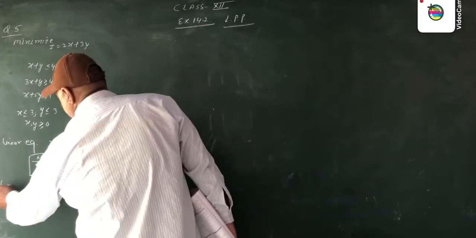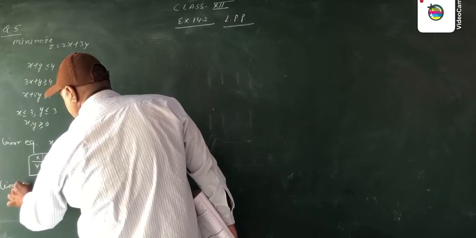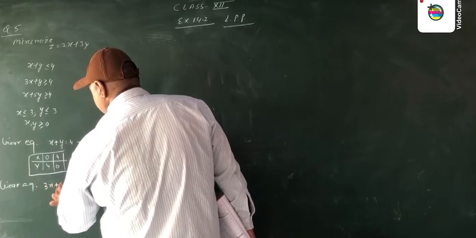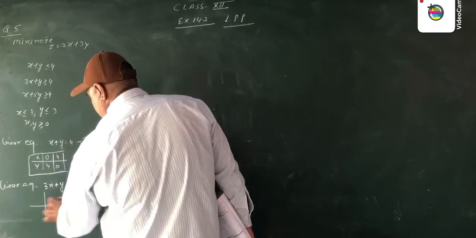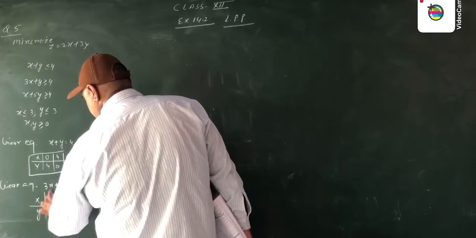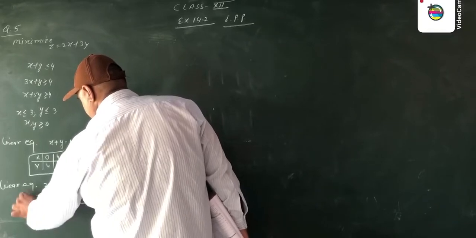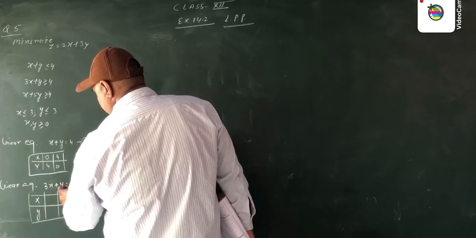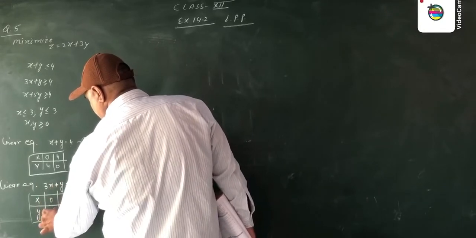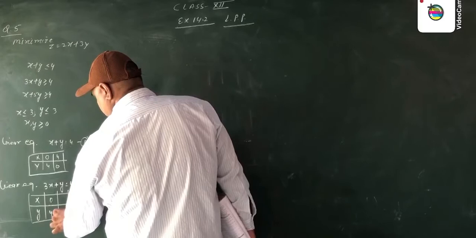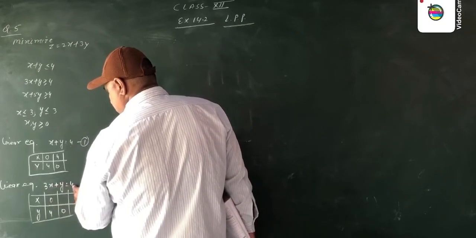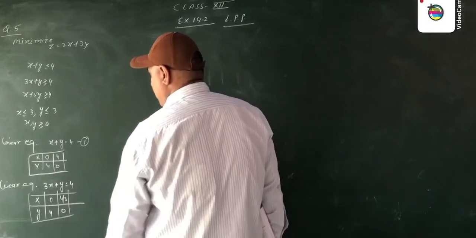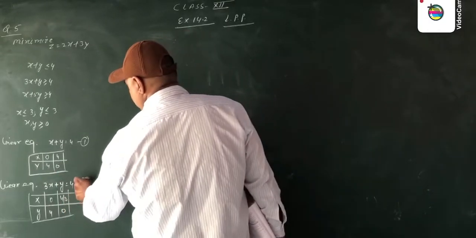Now in the second linear equation, 3x + y = 4. In this equation we also put x = 0 and find the value of y, then put y = 0 and find the value of x. Now x = 0, we get y = 4. If y = 0, then 3x = 4, x = 4 upon 3.